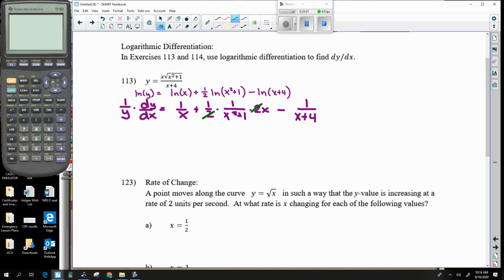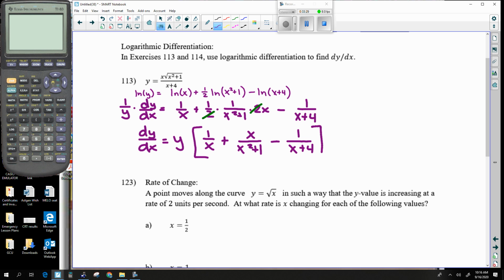Okay, simplification there. And so ultimately dy dx is 1 over x plus x over x squared plus 1 minus 1 over x plus 4. And then to get rid of the 1 divided by y, I multiply by y, so y multiplies all of this.